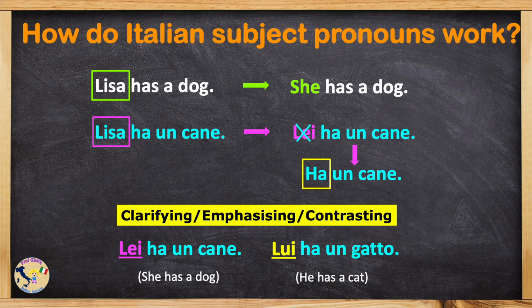The Italian subject pronouns we've introduced today are used in spoken Italian. In formal written Italian, other third-person subject pronouns are normally used, but to keep things simple, we'll leave them out for the time being.